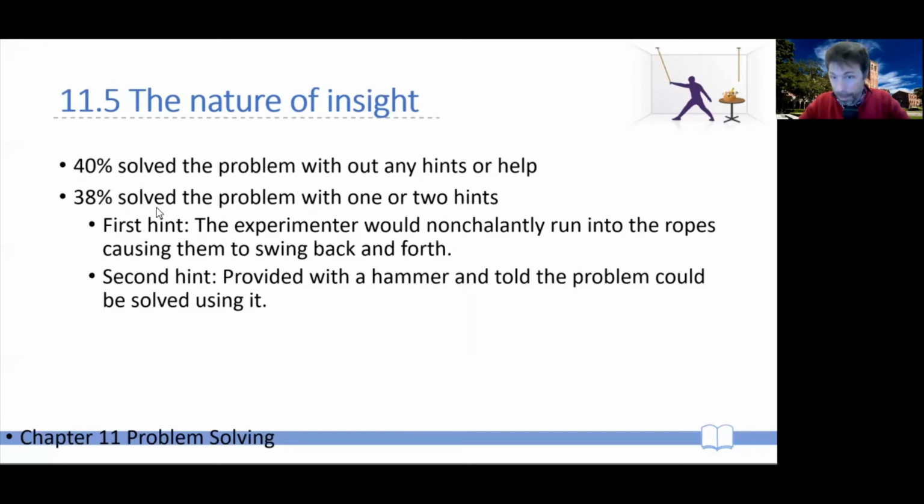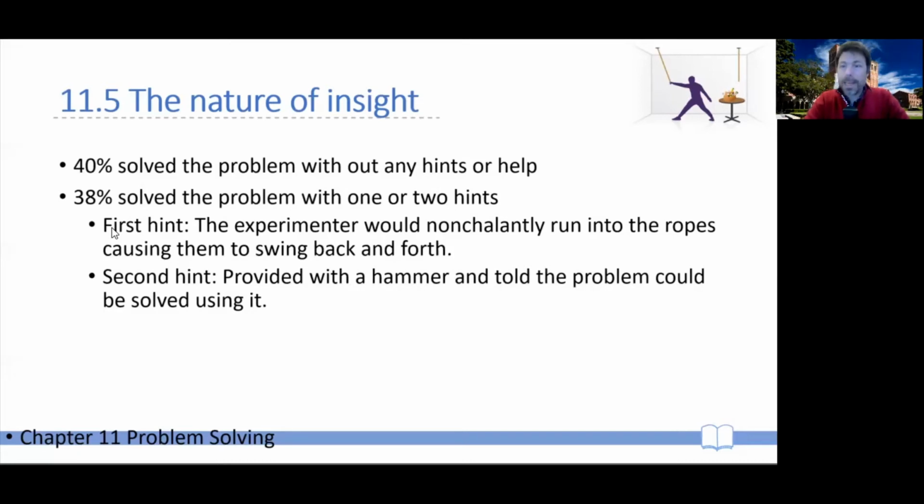For example, in this particular context, the first cue was that while participants were standing there looking at the problem and trying to solve it, the experimenter would walk in, and as they walked in, one of the strings would get brushed, and as they moved away, that would cause the string to start swinging. For a number of people, that was enough to realize that you could swing the rope just like a pendulum, and use that in order to grab both ropes.